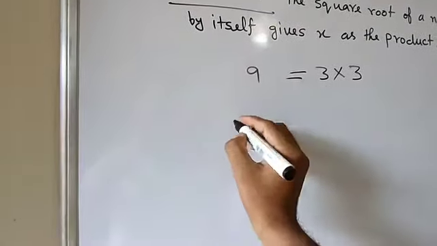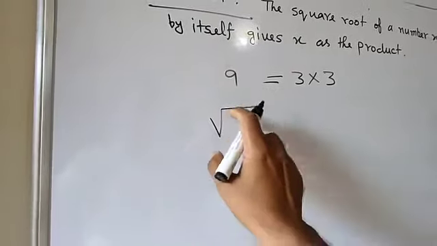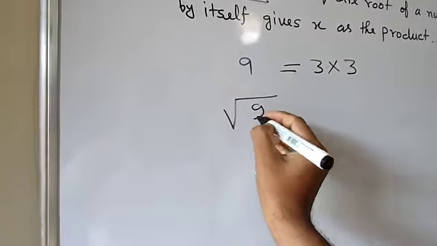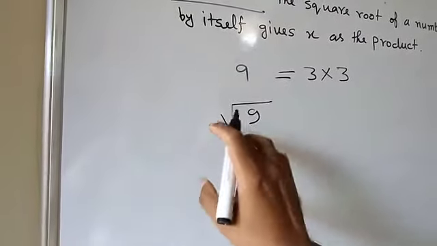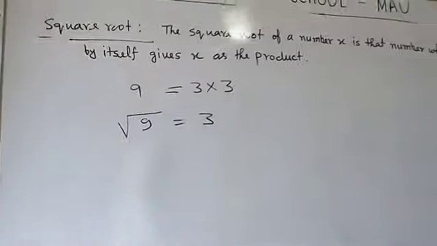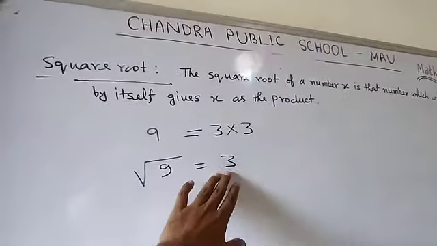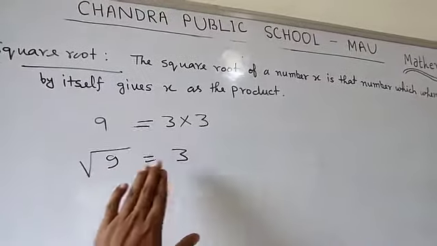So here is the symbol of the square root. This symbol is used for the square root. If I write 9 under this symbol, it is read as square root of 9 and it is equal to 3. So the square root is just the opposite of the square. You can say that the square of 3 is 9 and the square root of 9 is 3.